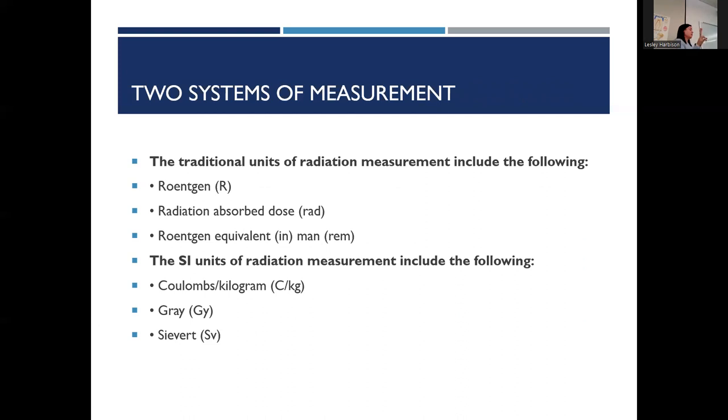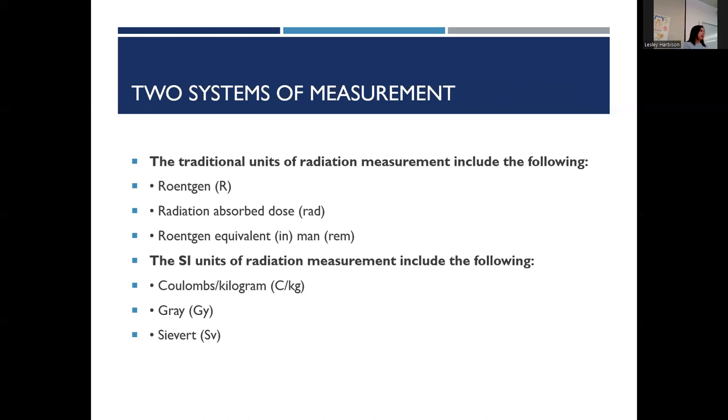There are two systems that you need to be aware of. So we're just going to get real specific about what you want to know here. You're not going to have to do any conversions or calculations, though if you look in the book, they give you some formulas, but we're not going to do any of that. But there are two systems that you need to be aware of.